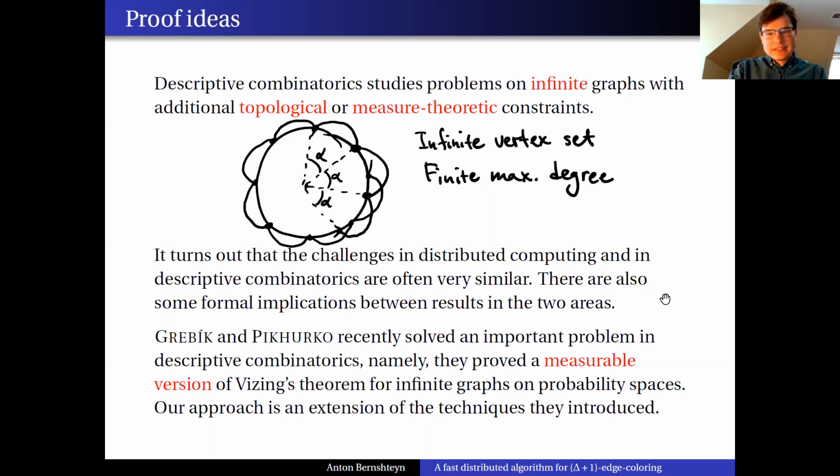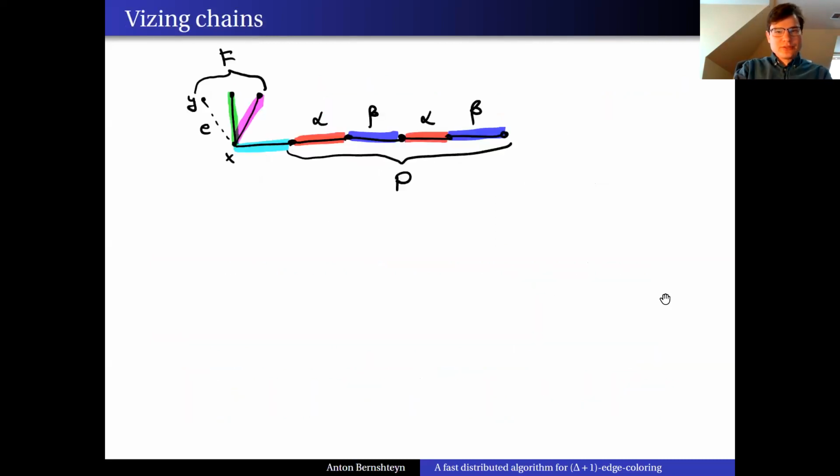So in the remainder of the talk, I'll try to very informally sketch what these techniques are and what one needs to do to prove the theorem. Let's look at the Vizing chain again. Now you can see that the fan is colored except for the first edge. If a Vizing chain is supposed to be an augmenting subgraph, then it means that I should be able to change the coloring of the edges in a way that extends the coloring to this edge.